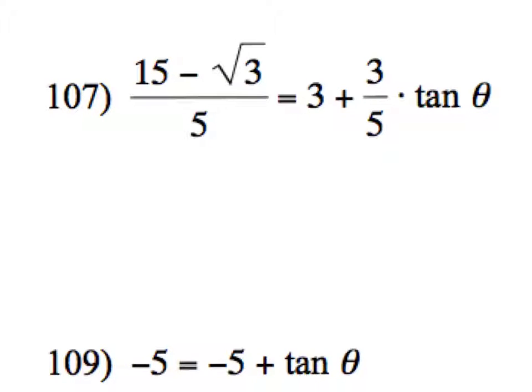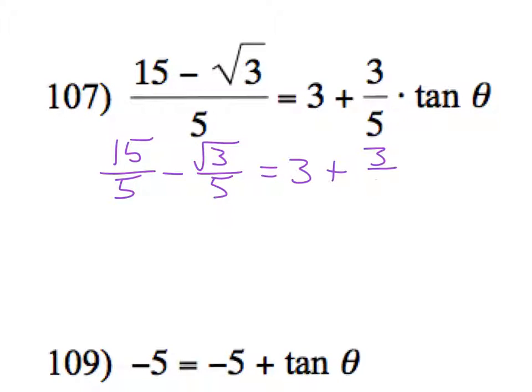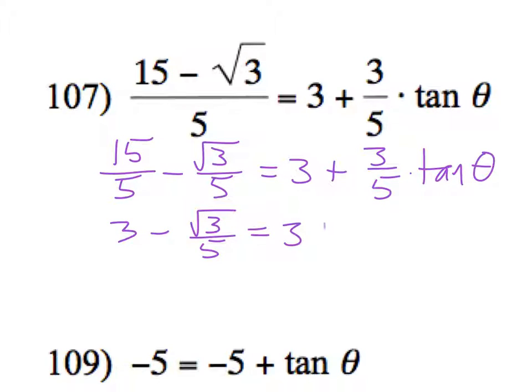It's another solving trig problem. This one looks messier, but we're going to start by simplifying this. I'm going to break my fraction up. Rewrite this as 15 over 5 minus square root of 3 over 5 is equal to 3 plus 3 over 5 times tangent of theta. 15 over 5 is 3, minus the square root of 3 over 5 is equal to 3 plus 3/5 tangent theta.